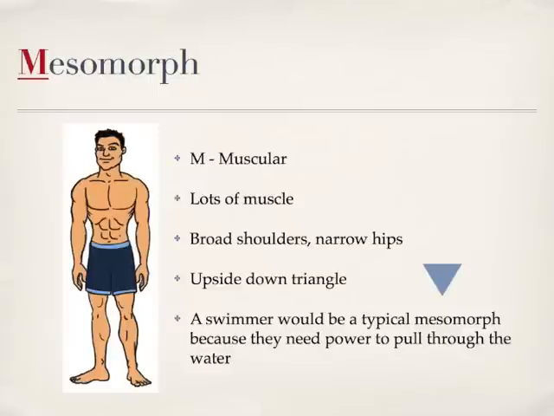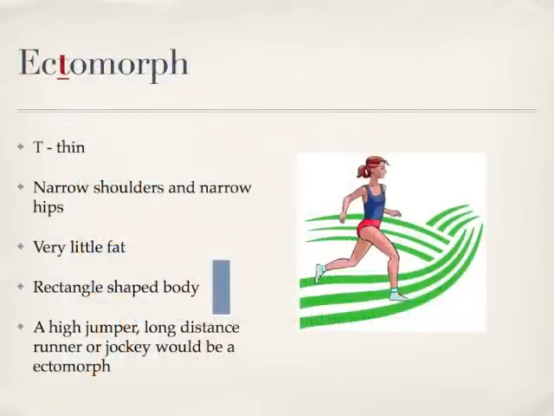And finally, we have ectomorphs. Ectomorphs are very thin. They have narrow shoulders and narrow hips. Very little fat, very little muscle. They're a very rectangular shape. They will be suitable for a long distance runner or maybe a high jumper or a jockey because they don't have that much weight.